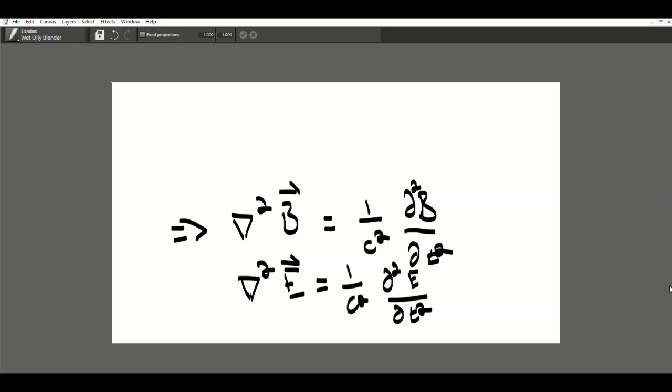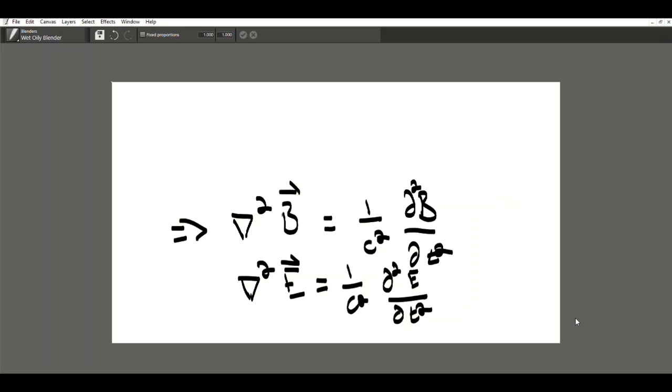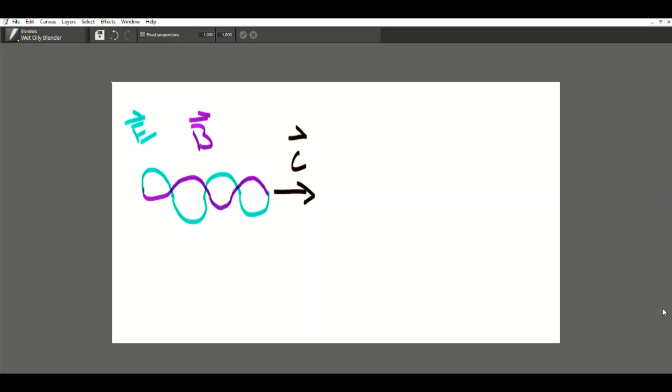Now, that's hard to visualize, so I've gone and just drawn it out here for you. This is a wave equation, a wave with a velocity c. It might not be too clear, but this electric field is pointed up and down. This magnetic field is pointed out of the page and into the page. And c, the direction it's moving, is to the right.